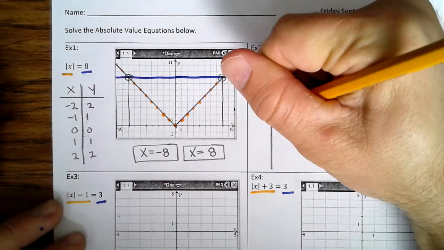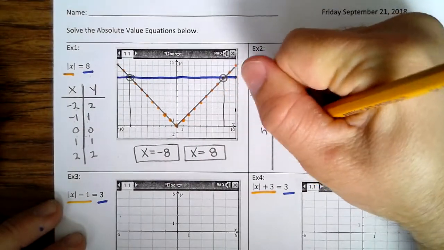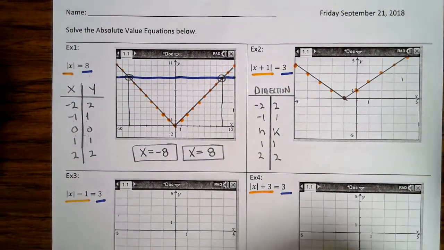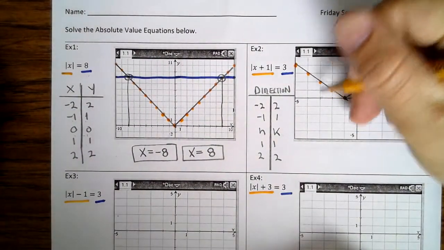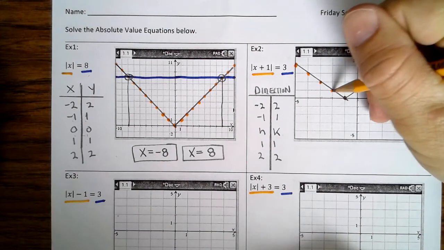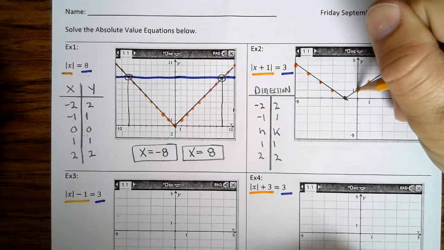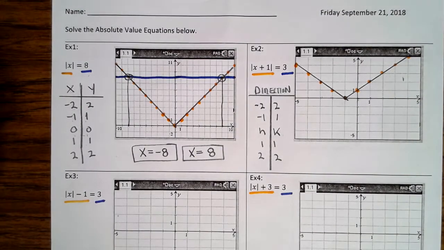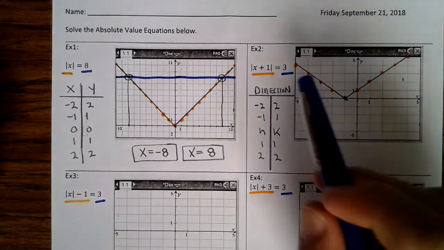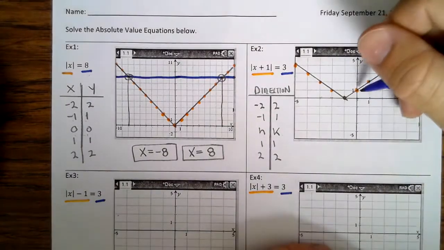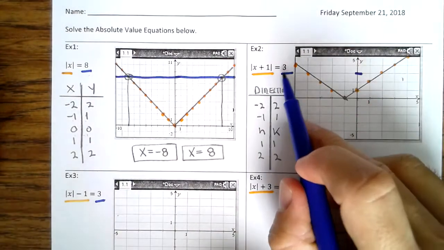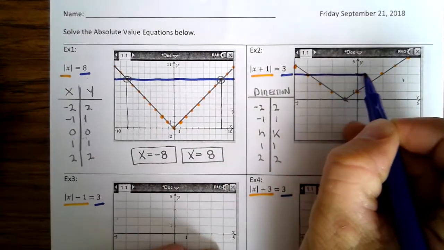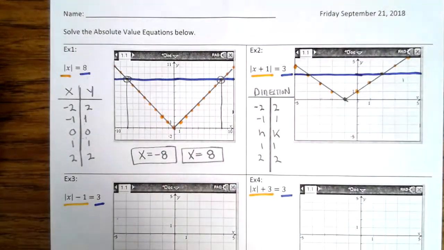So you can graph by direction. All right, so from this vertex, we go left 2, up 2, left 1, up 1. There's our vertex. Right 1, up 1, right 2, up 2. Okay, so that's one way to do it. Okay. All right, now we graph the right side, which is at 3, so horizontal 3, so 1, 2, 3. We know since absolute value equals a positive number, we're going to have two solutions. So we see that it intersects twice.